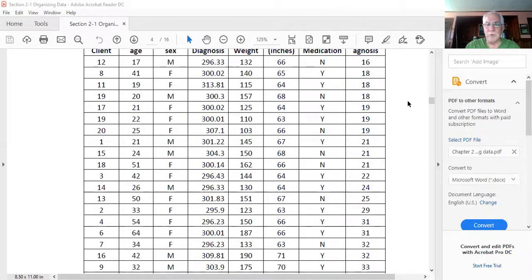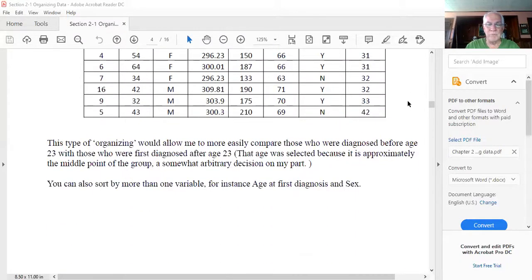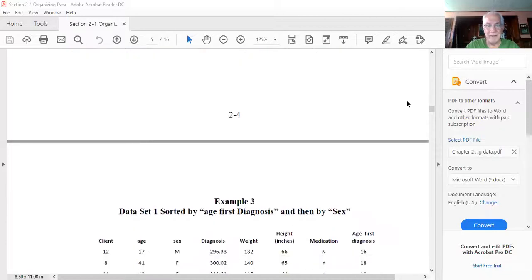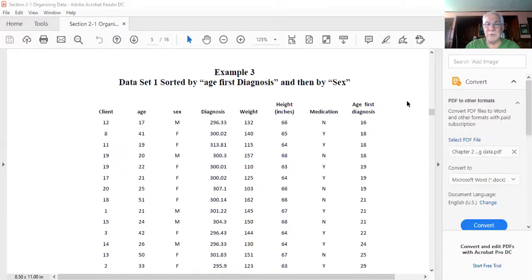Well, what Excel can do for you is allow you to sort by more than one variable at a time. For instance, I might sort first by age at first diagnosis and then by sex. So when I have 3 18-year-olds here, I have the females first and the male second. I've got 3 19-year-olds, they're all females. I've got 3 21-year-olds, and I have the females first. They can be what I want.